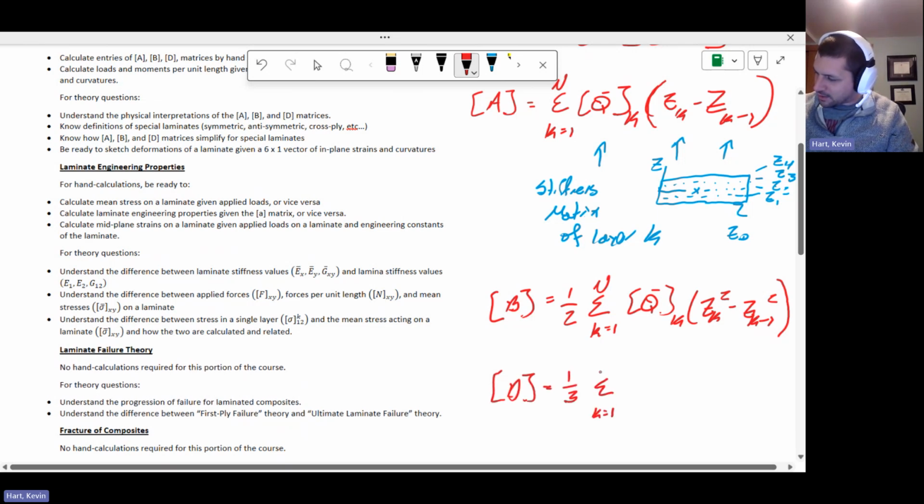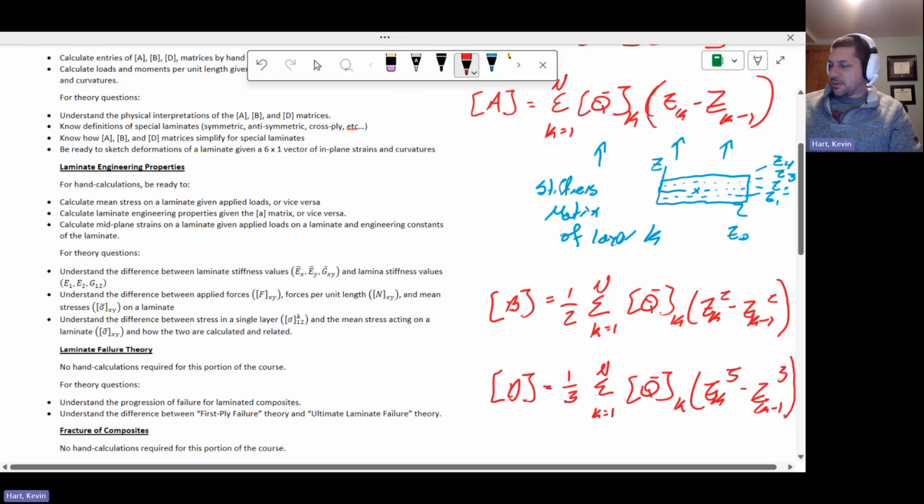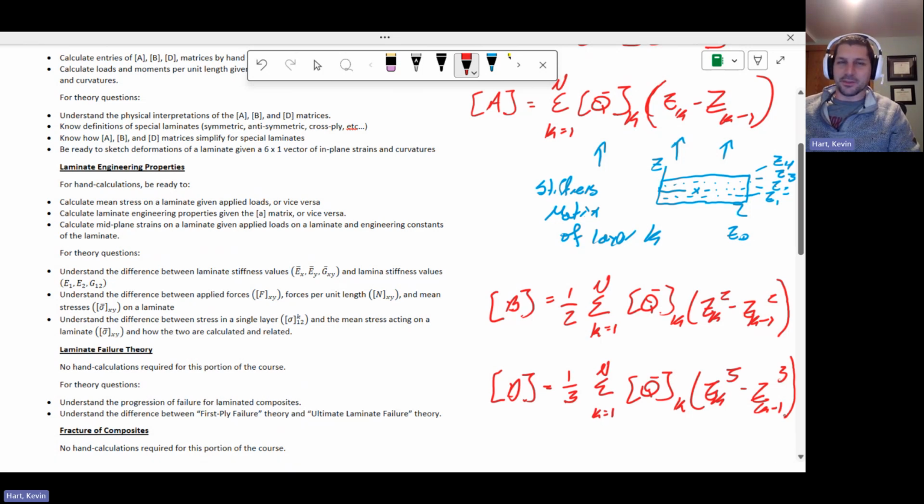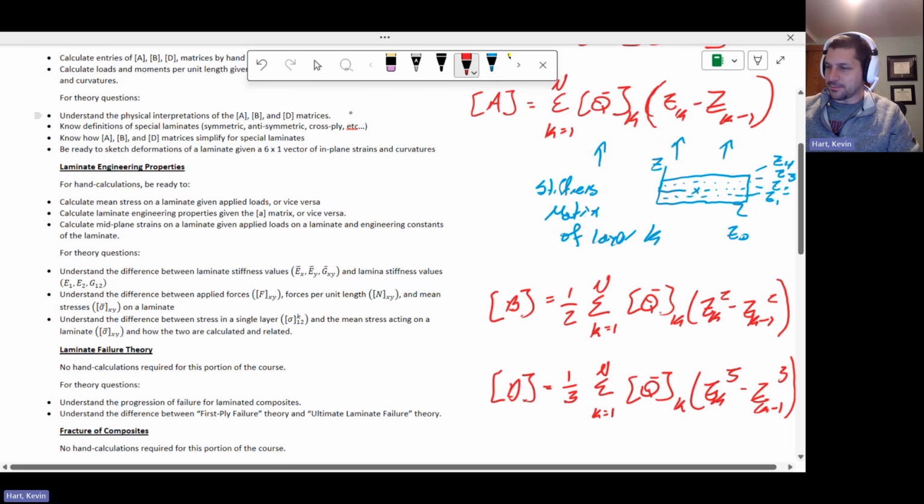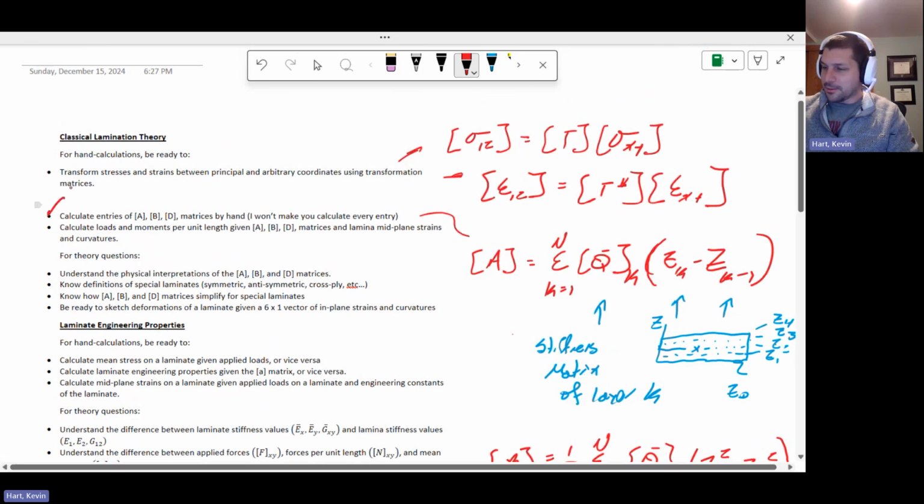Summation k equals 1 to N of Q bar k times z_k cubed minus z_{k-1} cubed. All right, so those are your A, B, and D matrix calculations. And we've done a lot of this computationally, so make sure that you brush up on how to actually do these by hand, because I think I've only ever forced you to do it once by hand for like one entry or so. So make sure you know how to do that. It's definitely going to come up on the final. So you've got to practice that one. All right, so that's that.